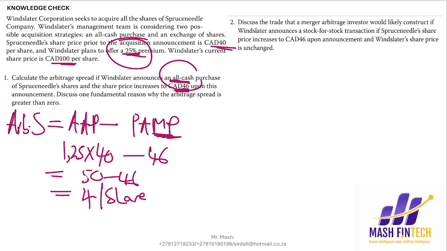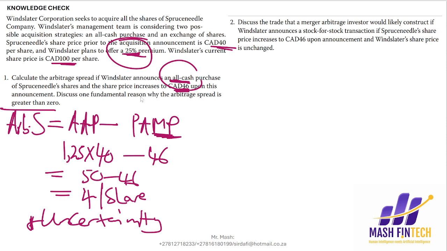Part of the question is asking to discuss one fundamental reason why the arbitrage spread is greater than 0. The arbitrage spread is always going to be greater than 0 because there is uncertainty in these transactions. A deal being announced is no guarantee that we are going to see this deal through. Because of this, the arbitrage spread is greater than 0, as there is a significant probability that the acquisition will not be completed as of the acquisition announcement date. That's where the arbitrage spread is going to come from. Let's look at the second one.